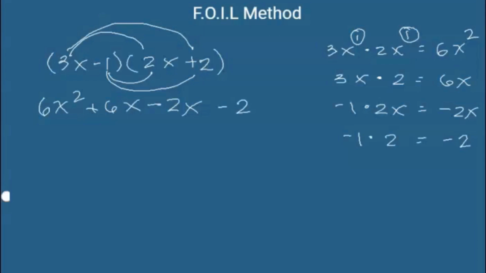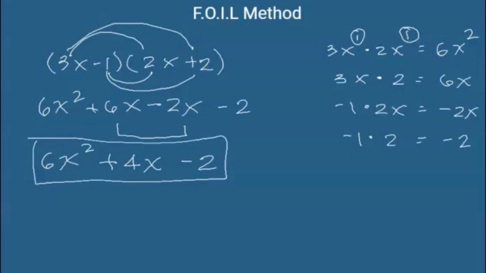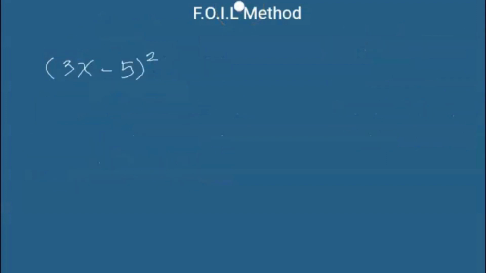And then we can combine these similar terms. So our final answer is 6x squared, 6x minus 2x is positive 4x, minus 2. Okay, let's have one more. Now, what if we have a square of a binomial? Like this example, we have 3x minus 5 raised to the second power. This means that the quantity 3x minus 5 is multiplied by itself. So this is a binomial times a binomial, and we can use the FOIL method.